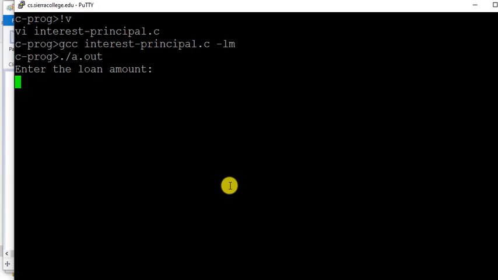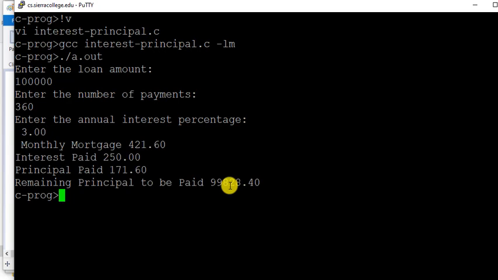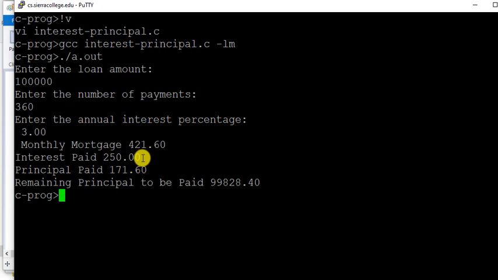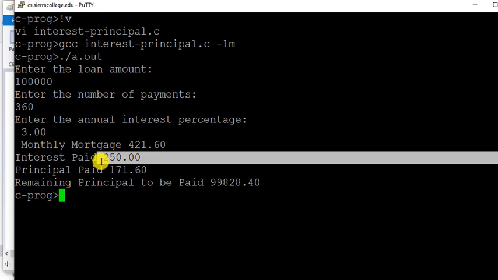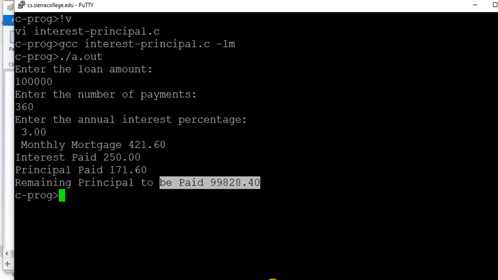So I'm going to give 100,000. The number of payments is 30 years, so that will be 360 months, and the interest is 3.00. Okay, so if you see here, the monthly interest remains the same. The interest paid in the first month, this is the very first month, is $250. The principal is that, and the remaining loan is that, right?